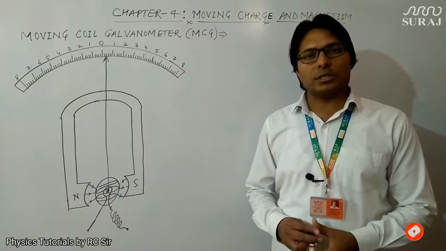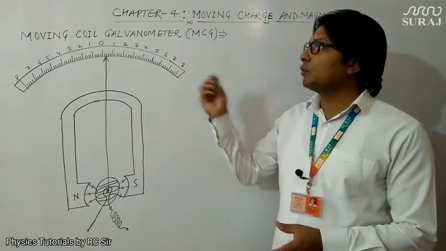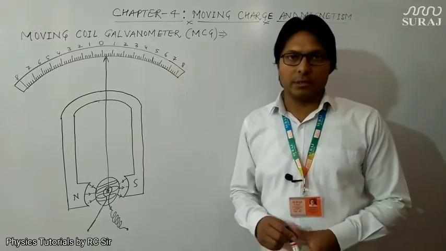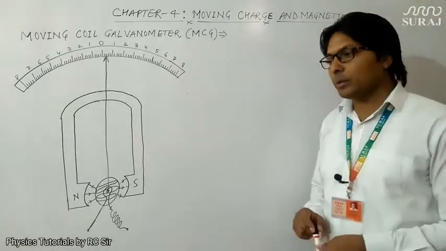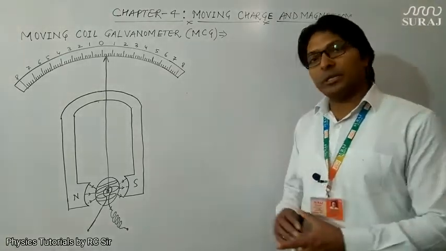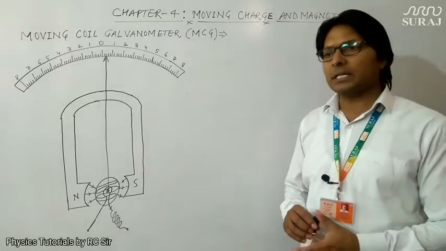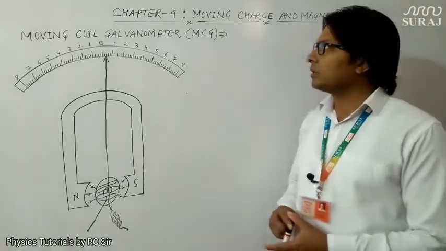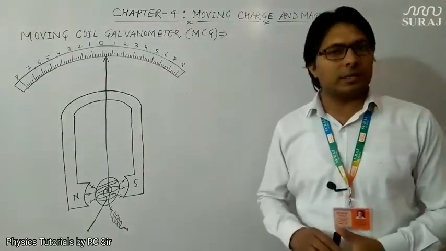Today we are going to discuss a very important topic of chapter 4, that is the moving coil galvanometer. First we will discuss what a galvanometer is. You must have heard about the galvanometer in class 10th also, that a galvanometer is a device which is used to measure current. But in 10th class you might have heard only about the galvanometer and not about the moving coil galvanometer.